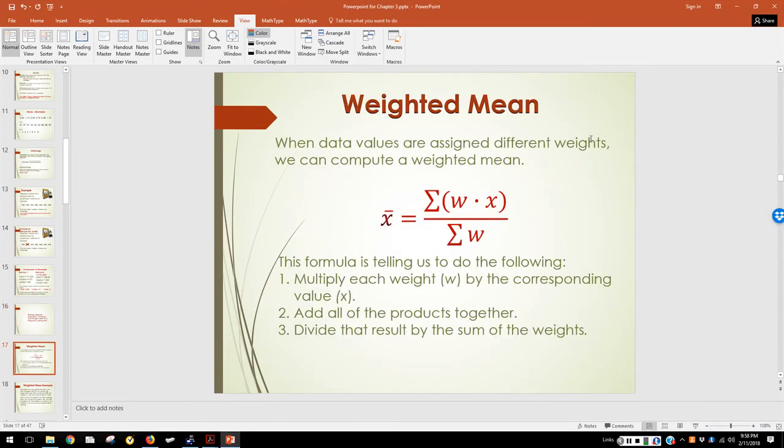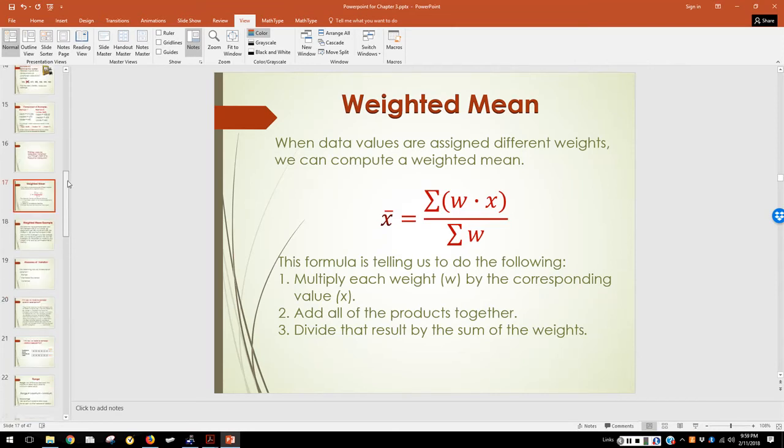And let's talk about weighted means. When data values are assigned different weights, we can compute what's called a weighted mean. The way that we do this is with this really odd-looking formula, and basically what this formula tells us to do is to multiply each weight by the corresponding value of X, and then add all those products together, and then divide that result by the sum of the weights. It's really much less complicated than it sounds like it is.